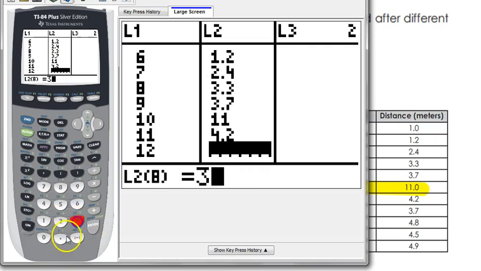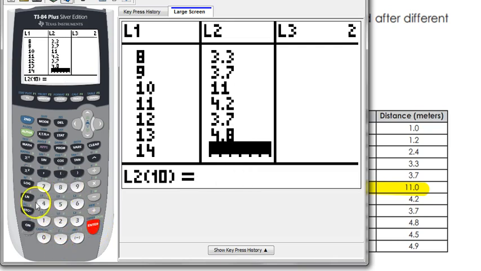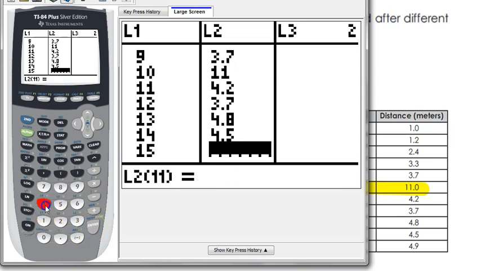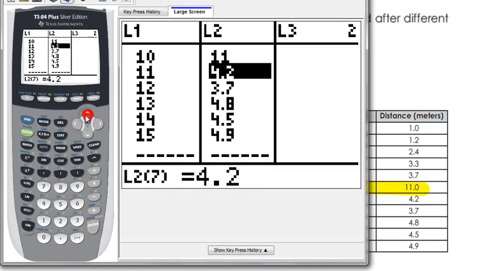4.2, 3.7, 4.8, 4.5, and then 4.9 should be my last one. It should be across from 15, and it is, so we're good. And let's go ahead and quit out of there.